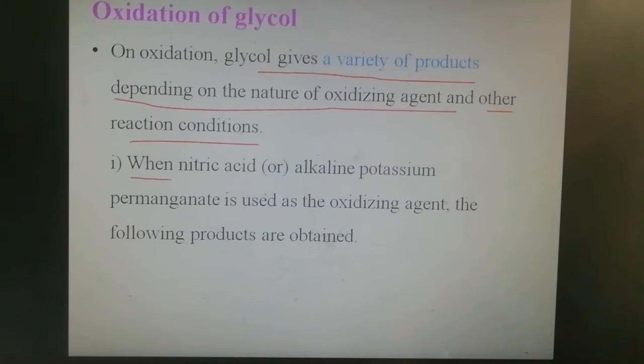Glycol, on treatment with nitric acid or alkaline potassium permanganate, gives the following product. In this case, nitric acid or alkaline KMnO4 is used as the oxidizing agent. Now let us discuss the equation for this reaction. Alkaline KMnO4 and nitric acid oxidize ethylene glycol to form an aldehyde, carbon number 1, carbon number 2.